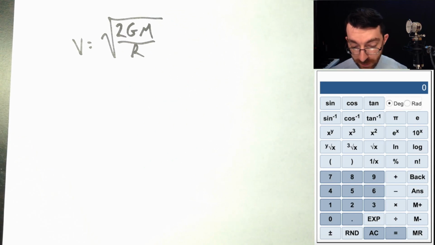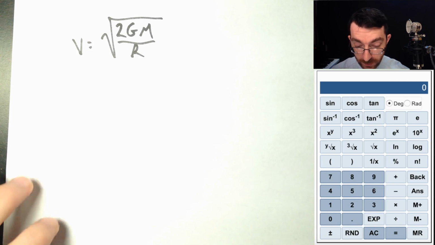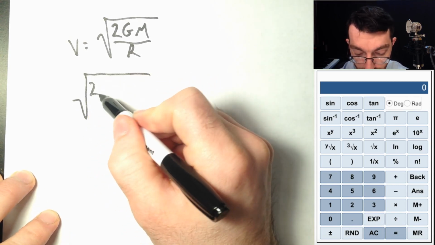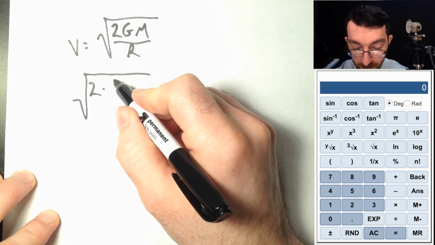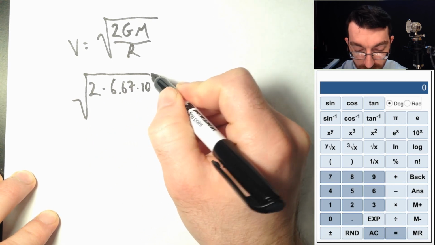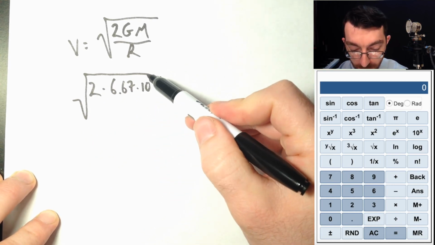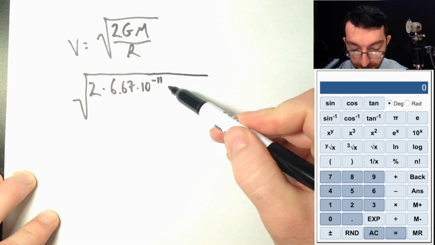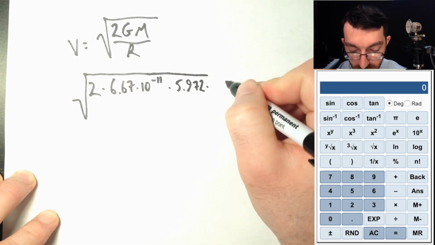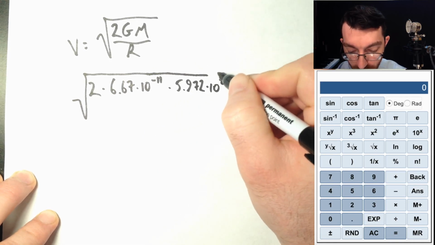Right. So if we were to put the values for everything into that equation, we should get a value. So let's go ahead and do that. We know, obviously, 2 is 2. Now, g, if you remember, was 6.67 times 10 to the negative 11th. And mass of the Earth was big. That one was 5.972 times 10 to the 24th.